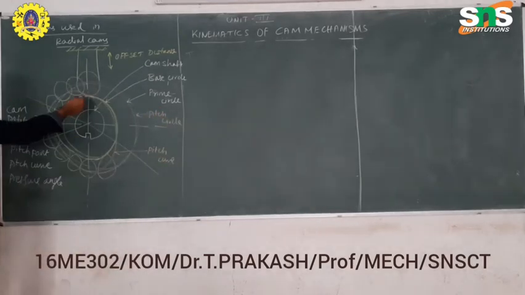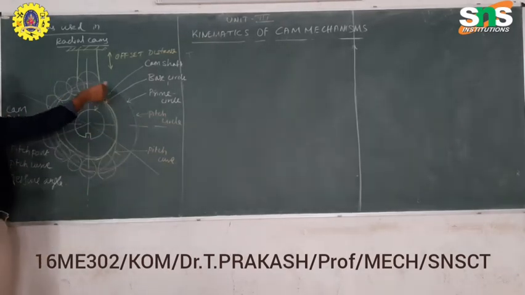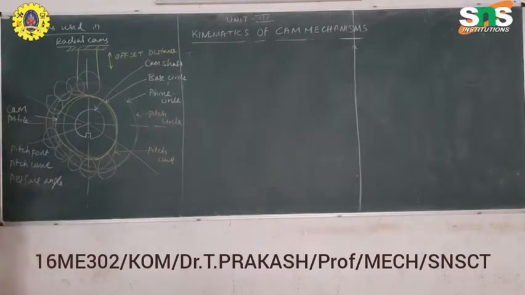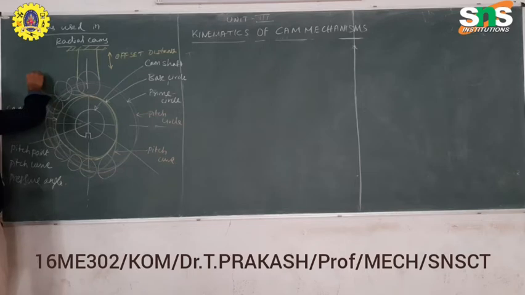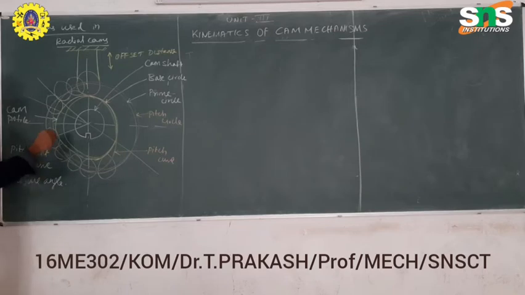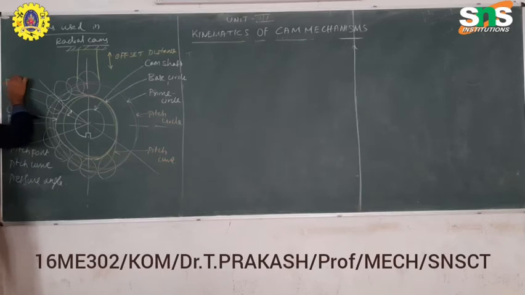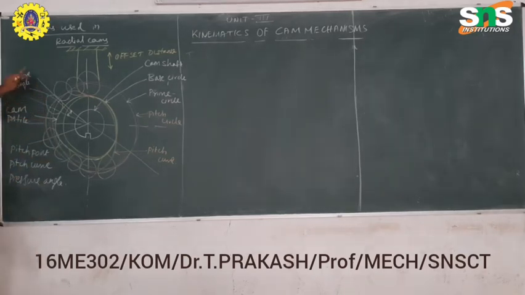Pitch curve is nothing but the curve joining all the center points of the roller follower. Pitch circle is nothing but the circle drawn by using the center points of all the rollers. There will be a maximum pressure angle here. When you draw a normal to the pitch point, we can see this is the maximum pressure angle. What is the meaning of pressure angle? The angle normal to the pitch point. When you take the angle normal to the pitch point, there will be a pressure angle. We should not exceed the maximum pressure angle.